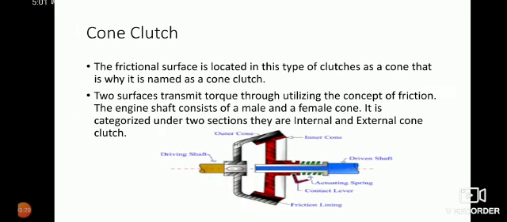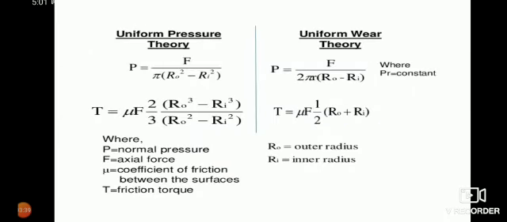Cone clutch. The frictional surface is located in this type of clutch as a cone. That is why it is named a cone clutch. Two surfaces transmit torque utilizing the concept of friction. The engine shaft consists of a male and female cone. It is categorized under two sections. They are internal and external cone clutch.